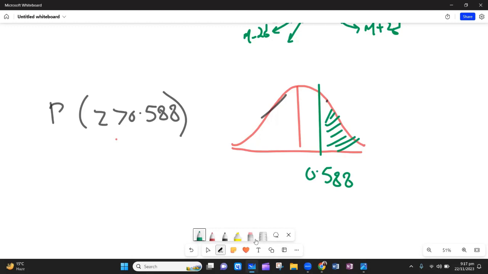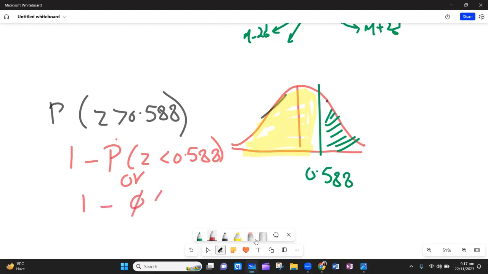So the chart does not work unless you have z less than something, and that something must be positive. Here it is positive. So it will subtract the less-than value from 1, right ma'am? Exactly. You can use the chart to find this area and then subtract it from 1. So 1 minus probability z is less than 0.588, or it can also be written as 1 minus phi of 0.588. Phi means less than, P z is less than that value.